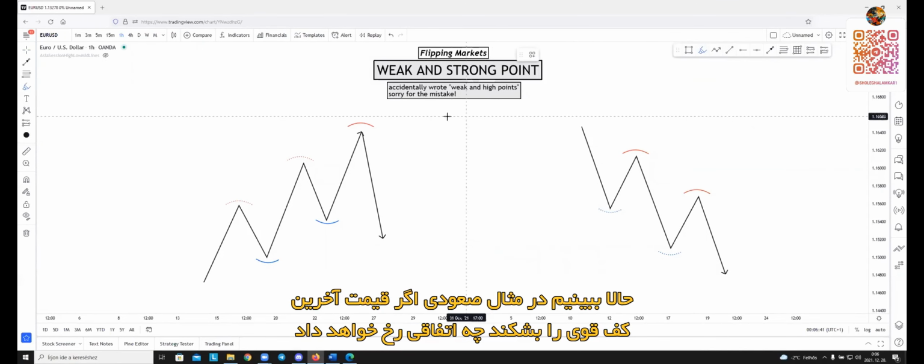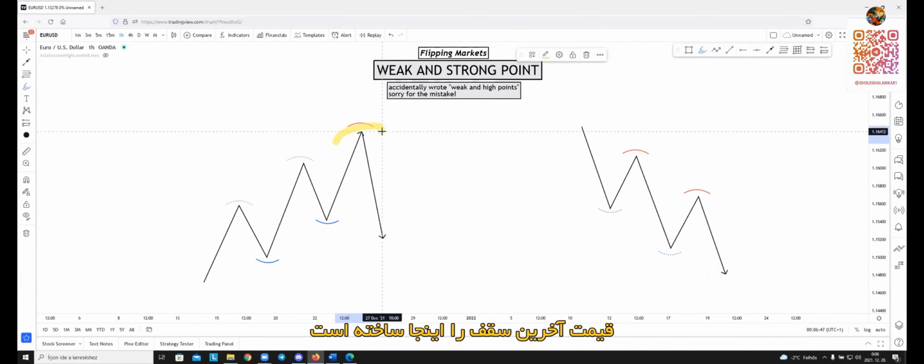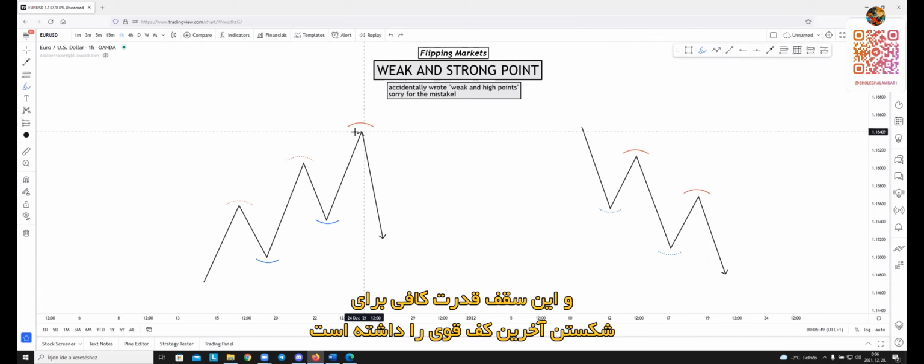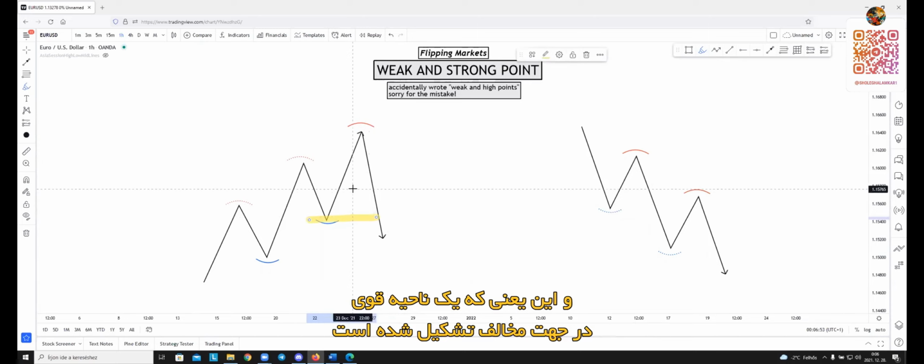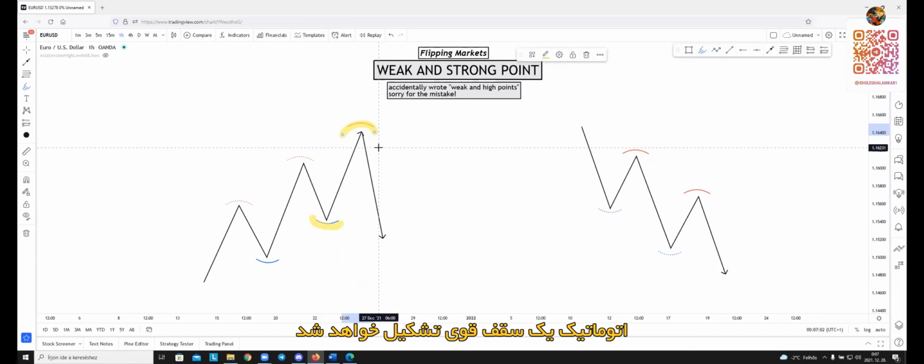Okay, so let's see what happens if price breaks through the last strong low in a bullish example. As you can see, price created this high right here. And this high had enough power to break below this last strong low. So this means an opposite side zone will be created. So if a strong low has been broken, a strong high will be automatically created.